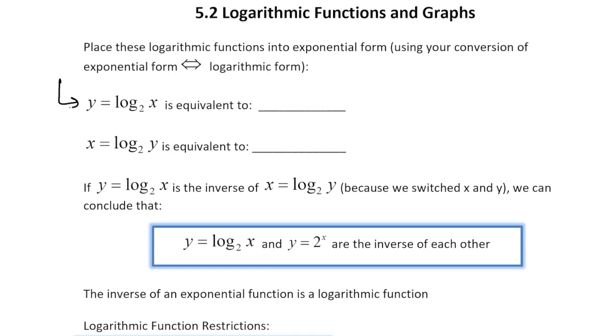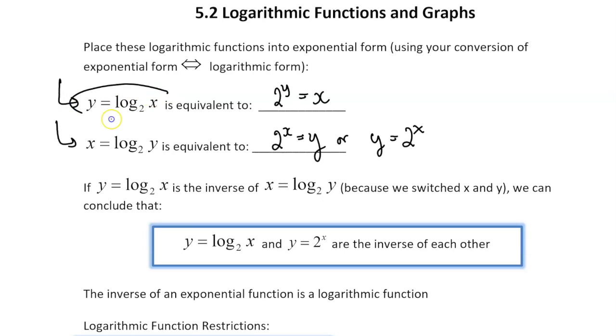Now, doing something like this, if you were to put this into exponential form, you could say that 2 to the y would be equal to x. Now, for this statement below, if x equals log base 2 of y, and you put that into exponential form, well, you could say something like 2 to the x equals y. And instead of saying that, I'm actually just going to say y equals 2 to the x, means the exact same thing.